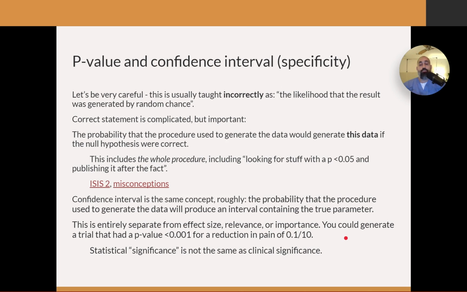You could generate a trial that had a p-value less than 0.001 for a reduction in pain of 0.1 out of 10. So it's not clinically important because a reduction in pain of 0.1 out of 10 is irrelevant, but the p-value could be less than 0.001. So statistical significance is not the same as clinical significance.